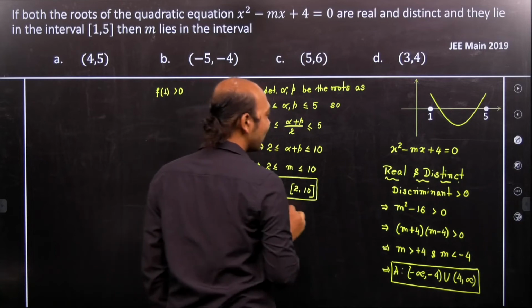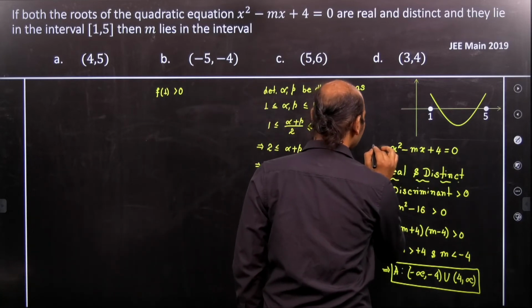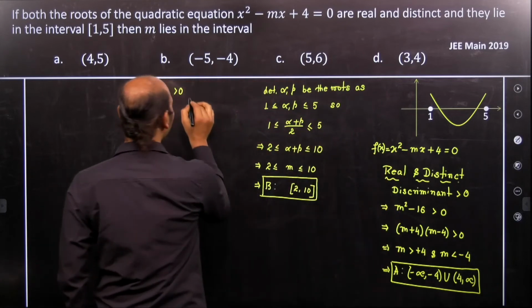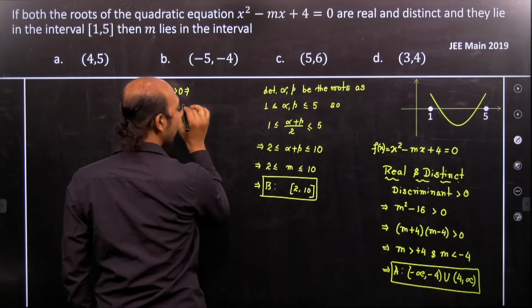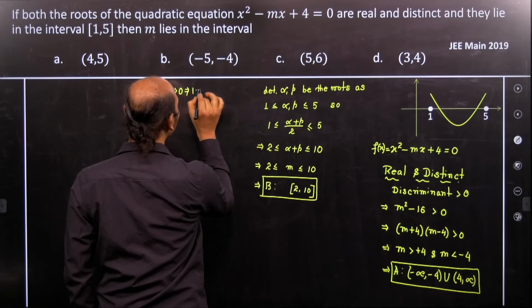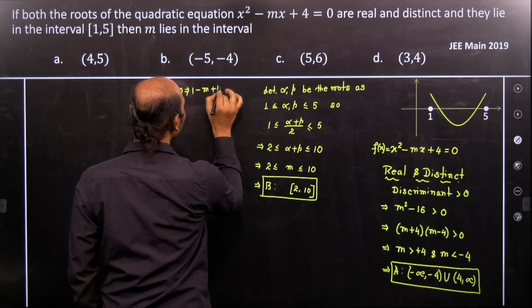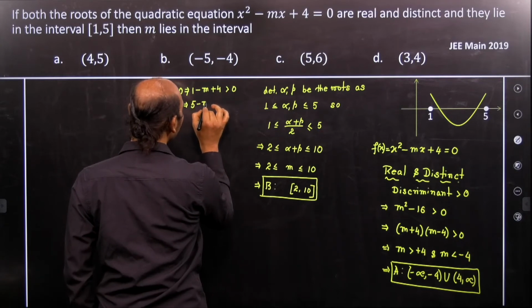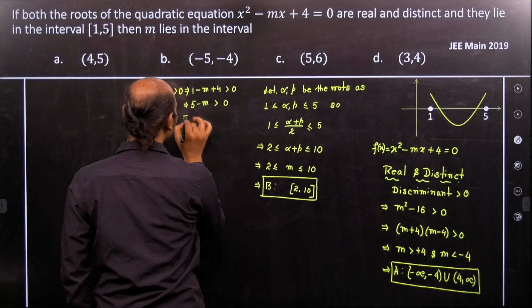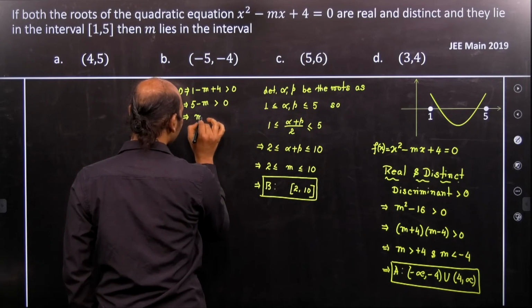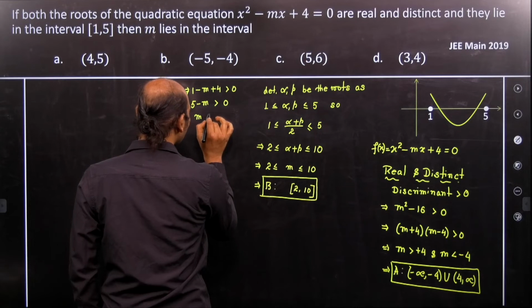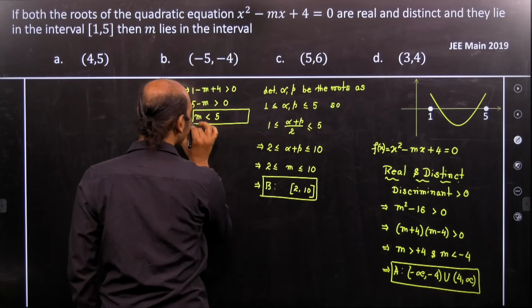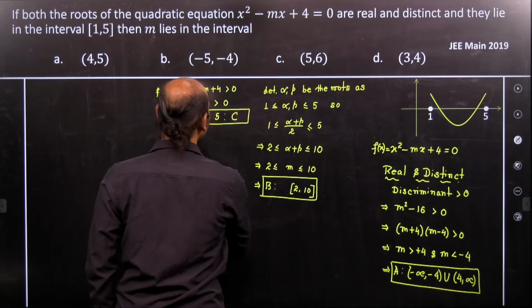Now, what is fx? Here we can consider the left hand side, it is fx, for easy calculation. So let's apply and find this value of f1. That gives you 1 minus m plus 4 is greater than 0. That implies that 5 minus m is greater than 0, which implies that m is less than 5. So that's obviously my third condition, and I consider the third condition is C, the interval C.